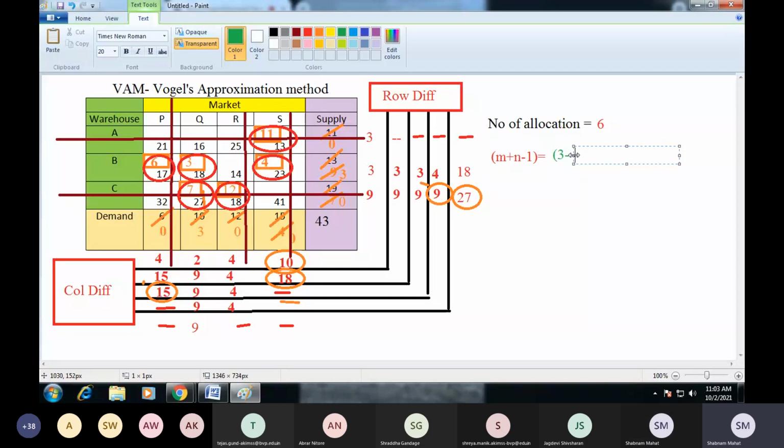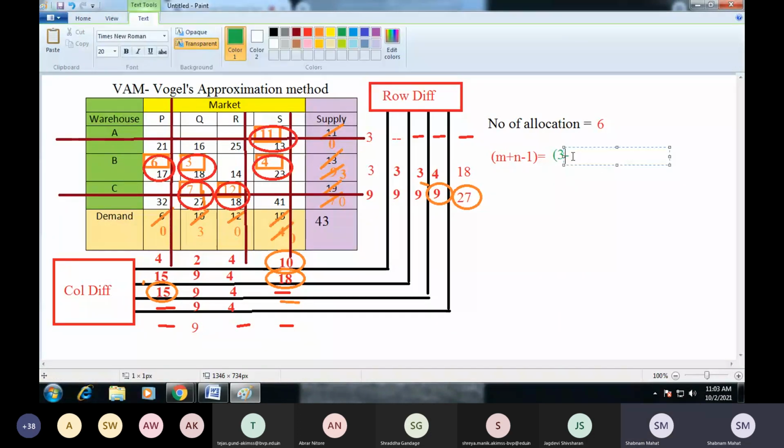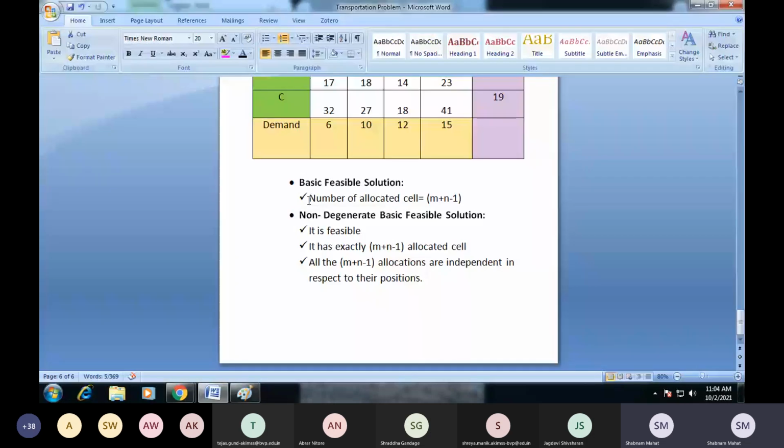Minus 1. Okay, so find out 3 plus 4 is equal to 7. 7 minus 1 is equal to 6. That means the number of allocations is equal to m plus n minus 1. So, basic feasible solution: if we fulfill this condition, then our solution is a basic feasible solution.